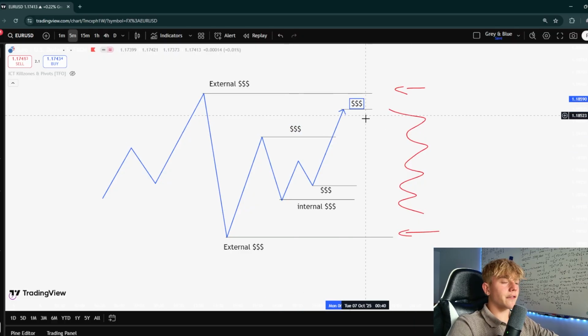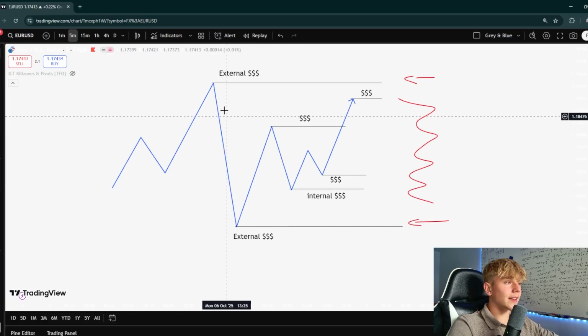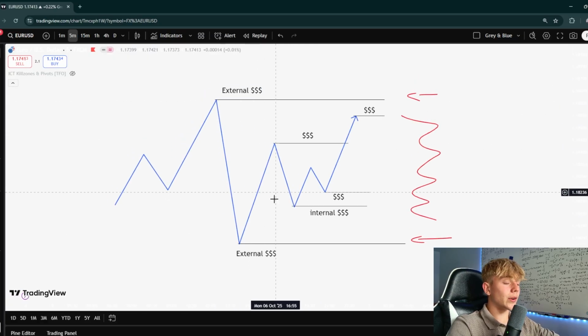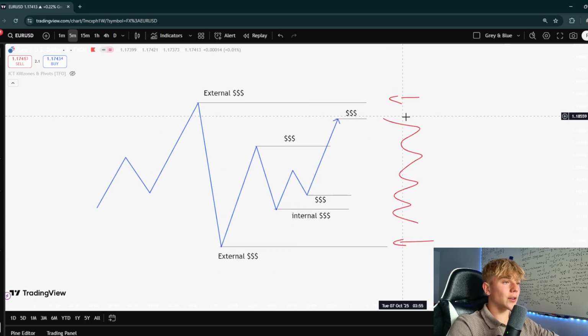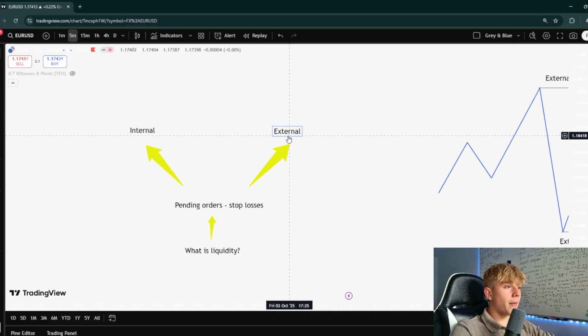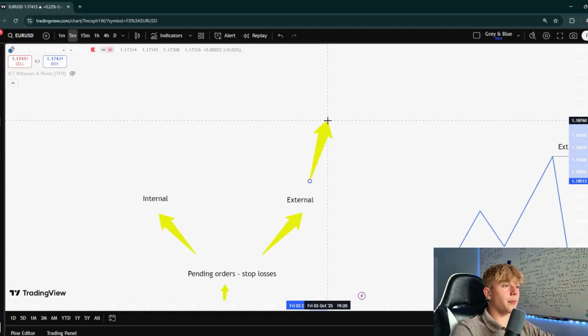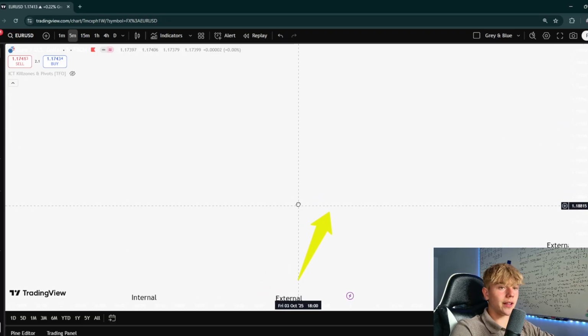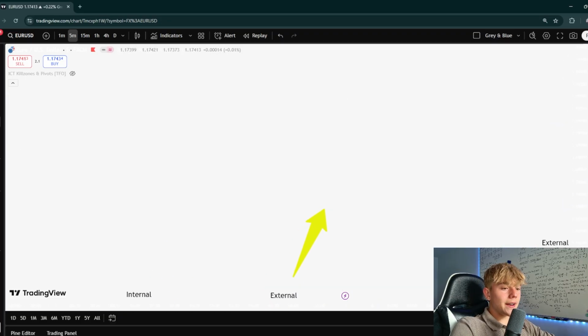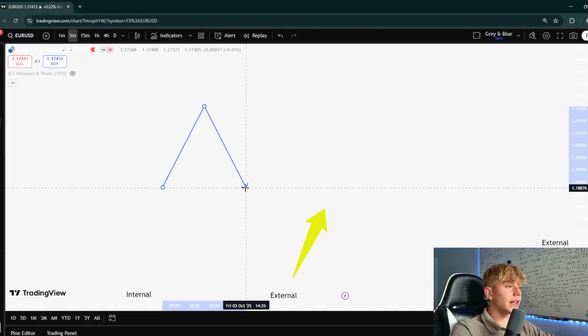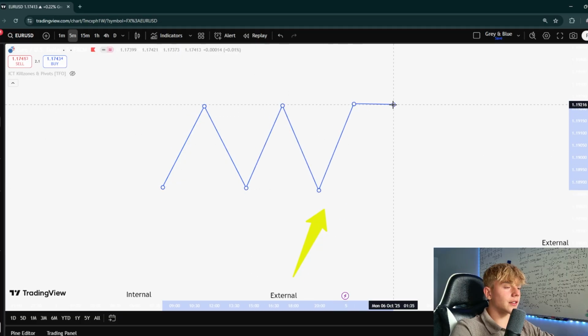Now that is the difference between external and internal liquidity. External liquidity is liquidity that is on the extremes of the range, and internal liquidity is liquidity in between the range in an area like this. So if we go back to our diagram over here, let's just dive really deep into external liquidity. So the main areas of external liquidity are areas that have equal highs and equal lows, and this is usually areas of support and resistance like so.